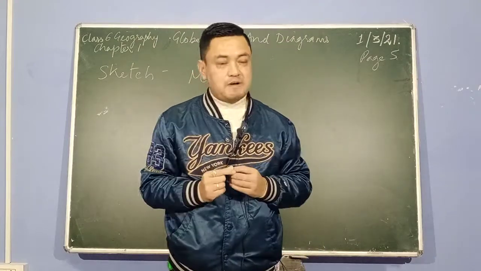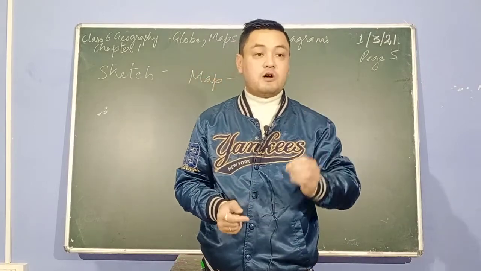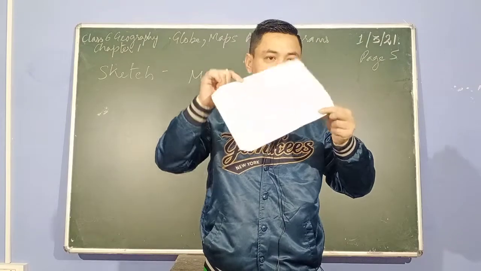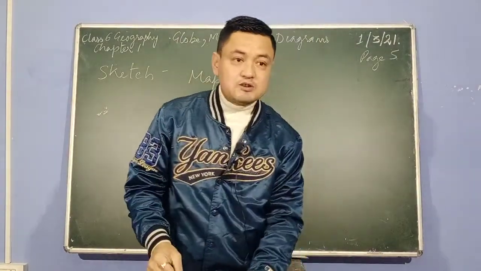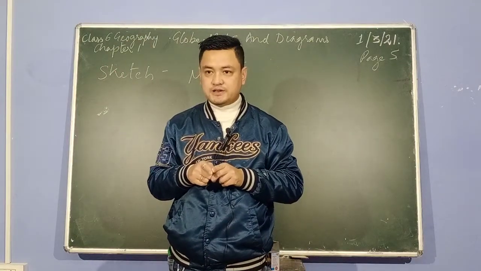So what is a map? A map is a drawing of the whole earth, or a part of it, on a flat surface. Now what is a flat surface? This paper is a flat surface. So a map is drawn on a paper. Isn't that so? So what is a globe? A globe is a round surface. Are you getting my point?